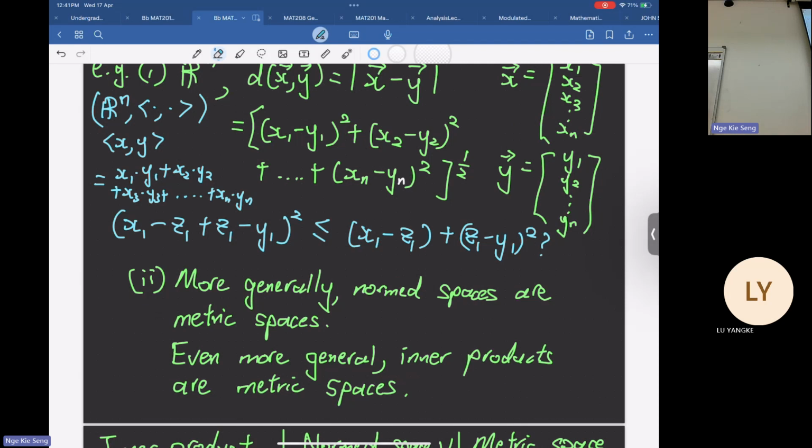And then I draw a broad conclusion that any inner product space is actually a metric space. Whenever you meet an inner product space, you straight away get a metric space. This is my point. Other cases, there is a different way to prove it. Make sense? Okay.